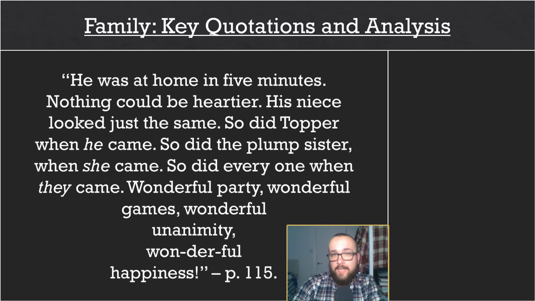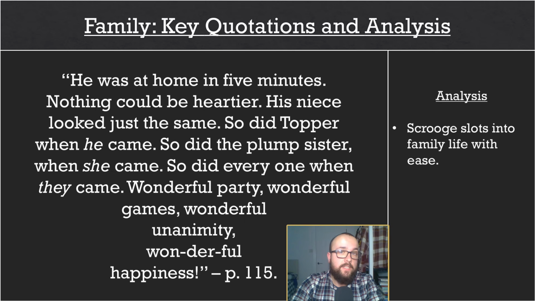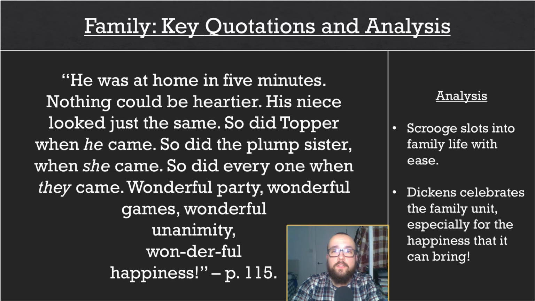Now, in terms of analysis, I think this is quite an easy piece of writing to discuss. Firstly, at home in 5 minutes shows us just how easily Scrooge slots into family life once he has opened his heart up towards others. And secondly, I think that this shows Dickens once again celebrating the family unit, especially for the happiness and joy that it can bring, shown by the repetition of wonderful, which marks this piece of writing as demonstrating typically Victorian values.